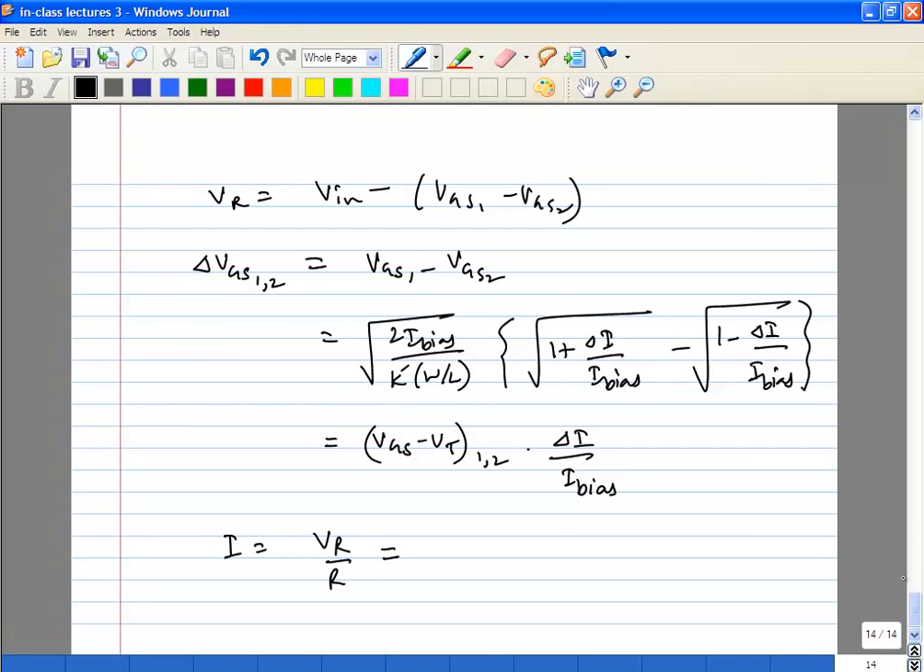So your differential current is just VR over R, which is your ideal term which you want, minus this, which is your error term.